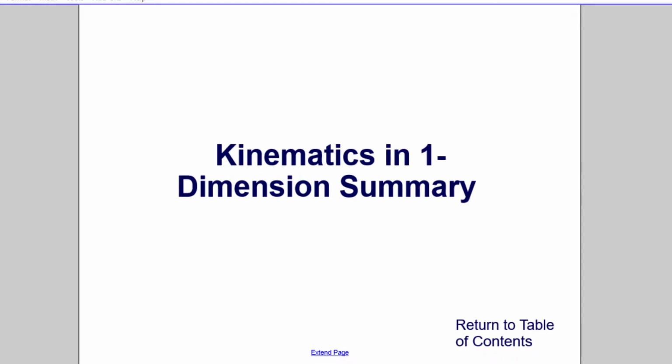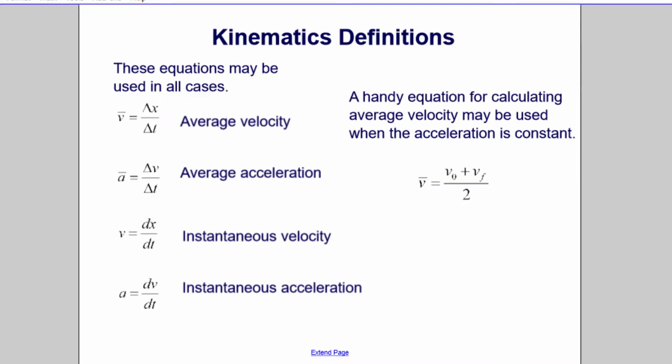Kinematics in one dimension summary. We'll start with some definitions. On the left-hand side here, we have our definitions. These equations are valid in all cases. We start with the average velocity and average acceleration, and you represent average by a bar over the variable. That's the change in position over change in time, and then the change in velocity over change in time for acceleration. Then to find the instantaneous velocity and instantaneous acceleration, we take derivatives as shown.